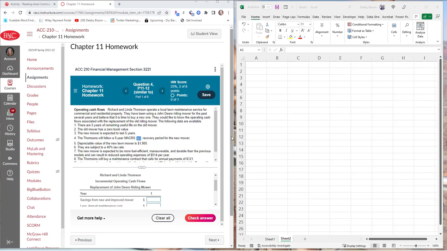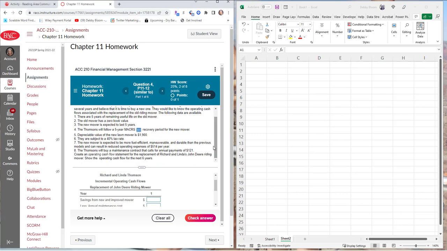The new mower is expected to be more fuel efficient, maneuverable, and durable than the previous models and can result in reduced operating expenses of $514 per year. The Thompsons will buy a maintenance contract that calls for annual payments of $121. And we're supposed to create an operating cash flow statement for the replacement of Richard and Linda's John Deere riding mower. Show the operating cash flow for the next 6 years.